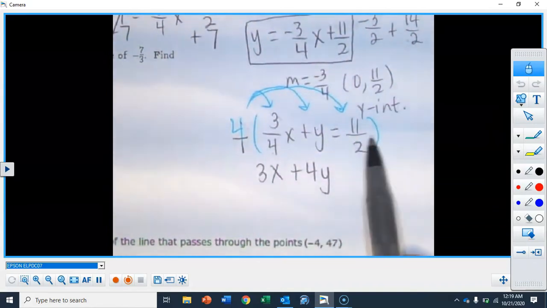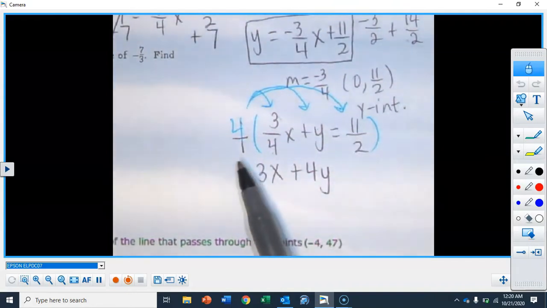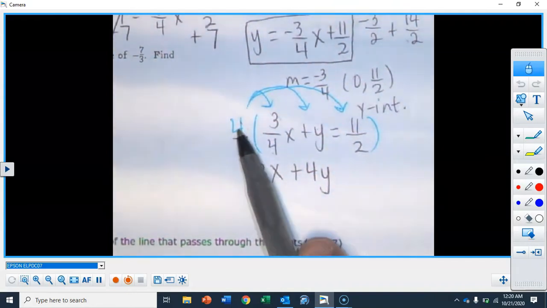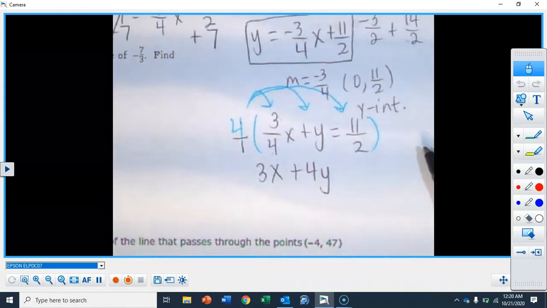Now let's do the scratch work for this one. If I have 4 times 11, that's 44. And then 1 times 2 is 2. So I have 44 divided by 2, and 44 divided by 2 is 22.